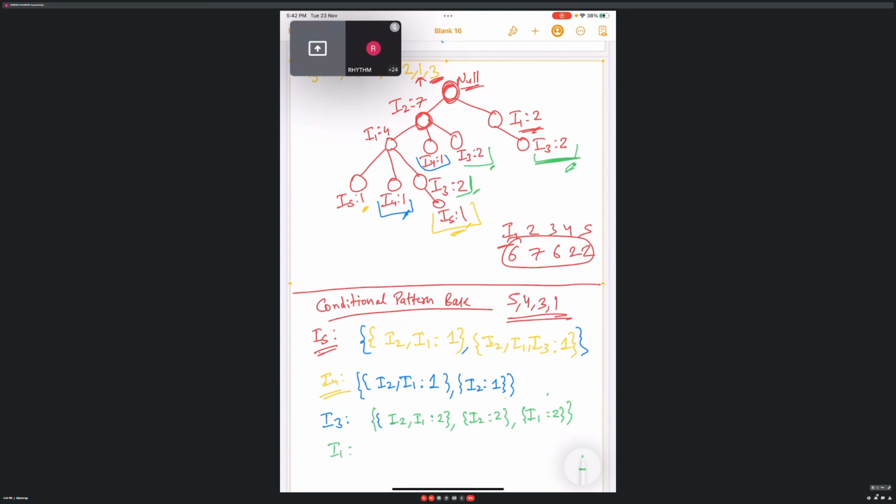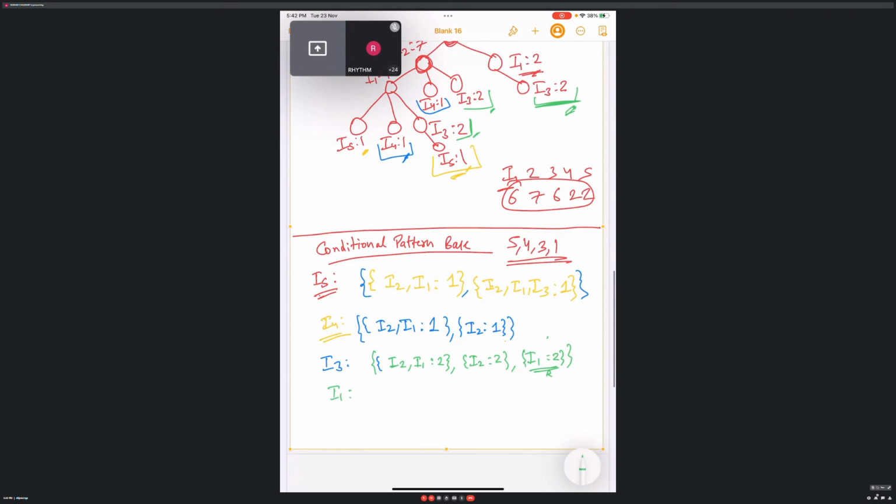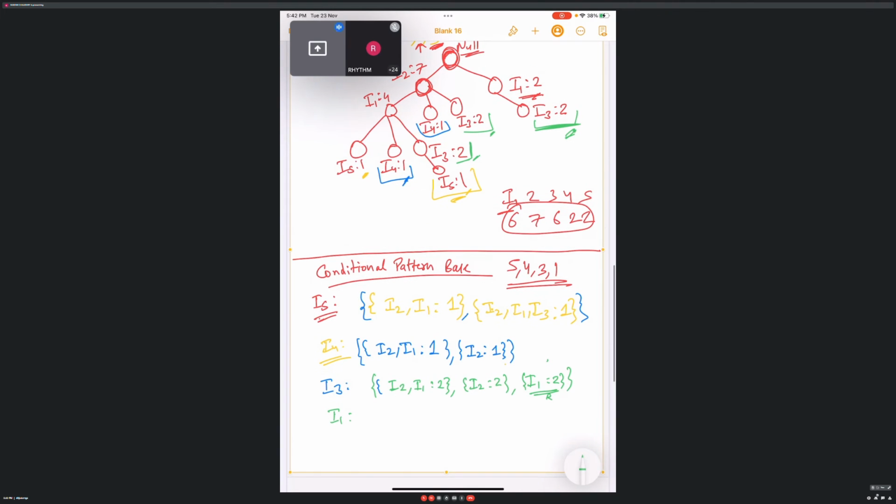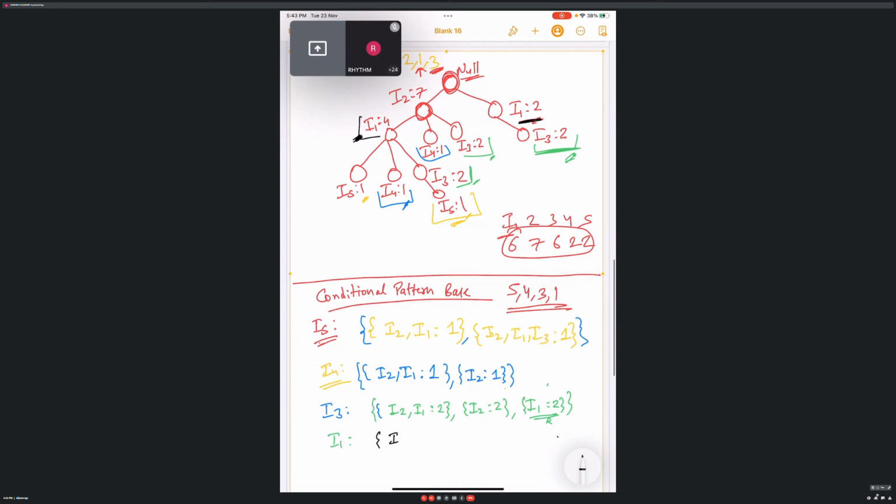Now for I1. With this, you just write some symbol like R, so that in further steps you will not get confused. I1. Okay. So I1 is here. And one I1 is here. But as this I1 is connected to the null node, we will not consider this occurrence, only this occurrence will be considered. So in order to reach here, I2. And what is the count? 4. Okay. So these are the conditional pattern base.